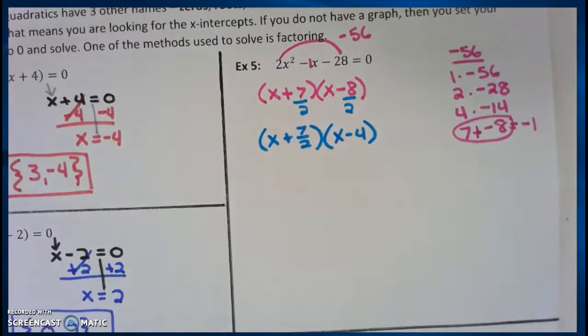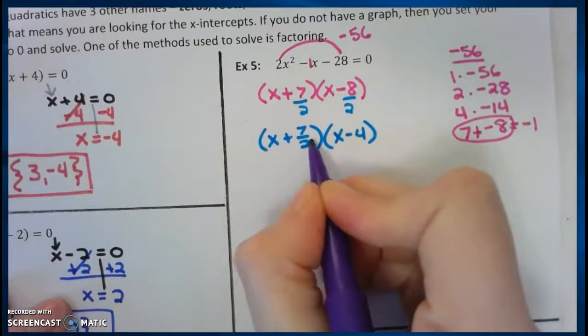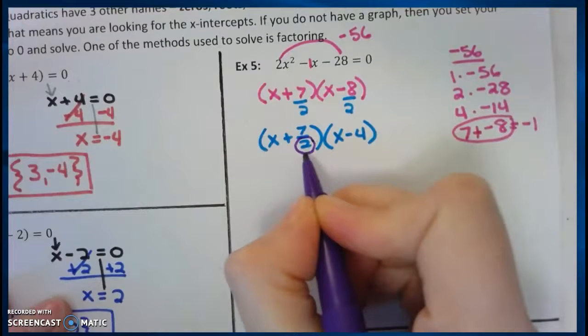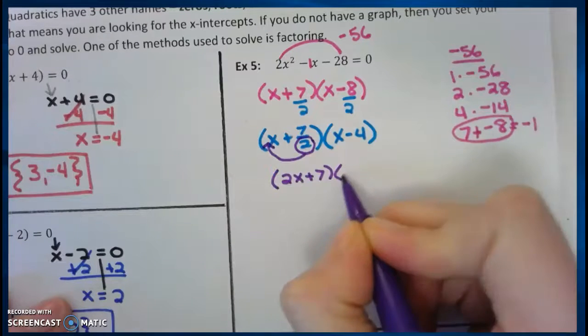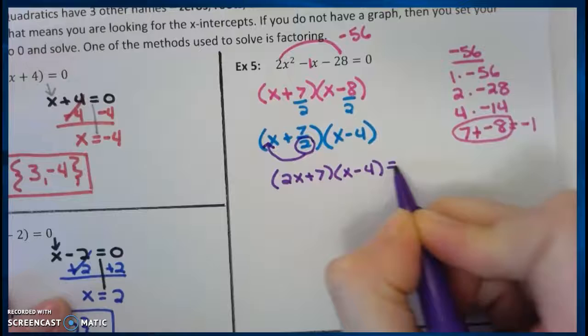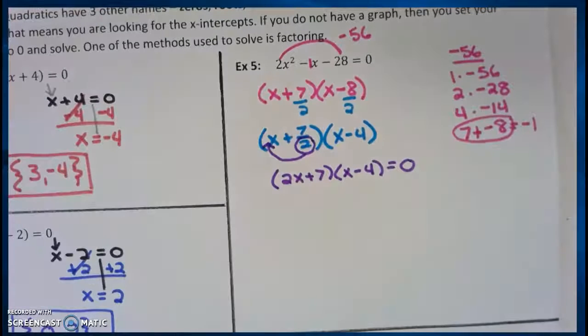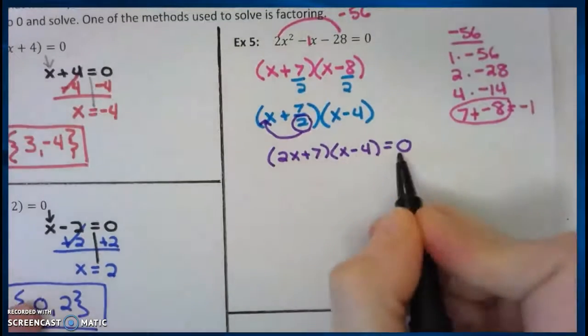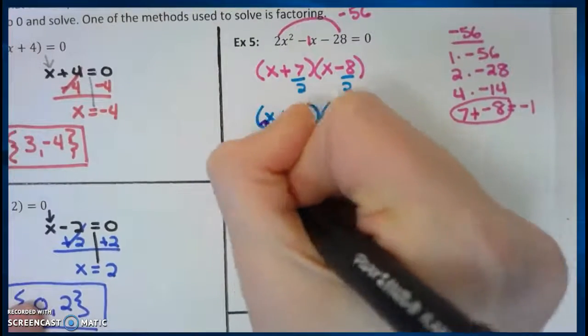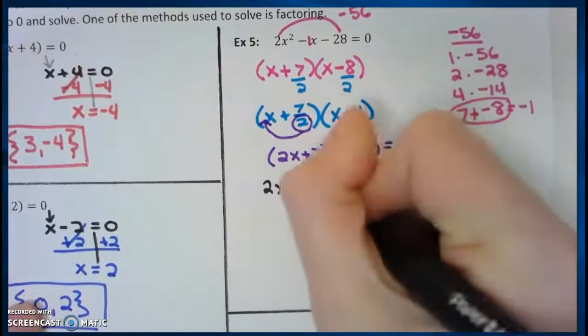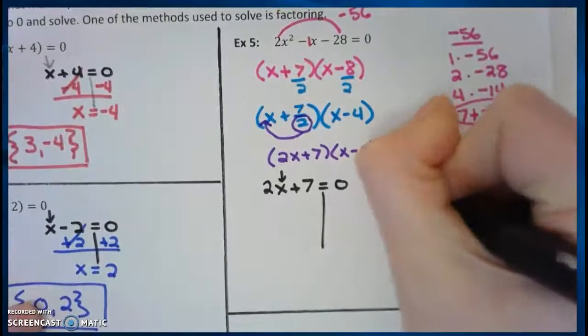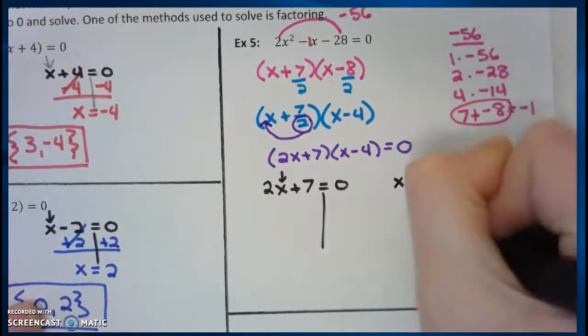Now, since we still have a fraction right there, we've got one more step to finish factoring. If there's a fraction, take the denominator, the number on the bottom, and move it in front of the x, so that we have 2x plus 7 times x minus 4 is equal to 0. Okay, so we had to do all of that work in order to factor this problem. Now we've got two sets of parentheses multiplied together to equal 0. So 2x plus 7 is equal to 0, or x minus 4 is equal to 0.